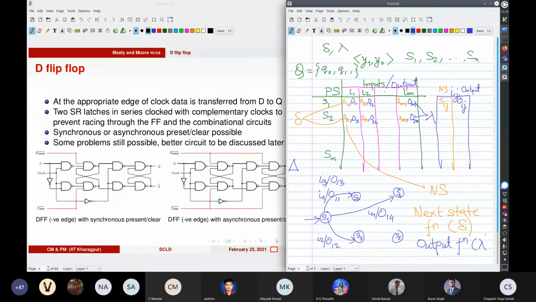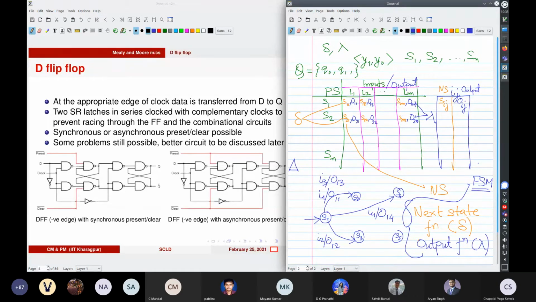Okay, so these are the two functions which you need to characterize your finite state machine. These two together make up your FSM. So is this clear to you? Any questions here?